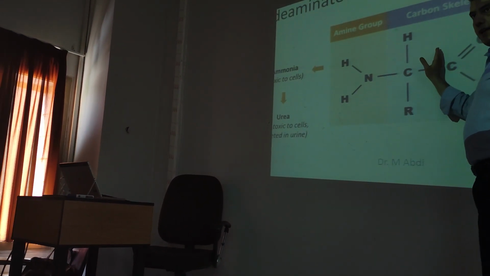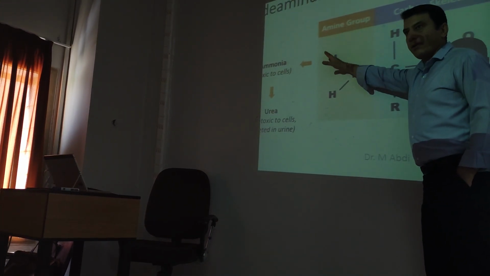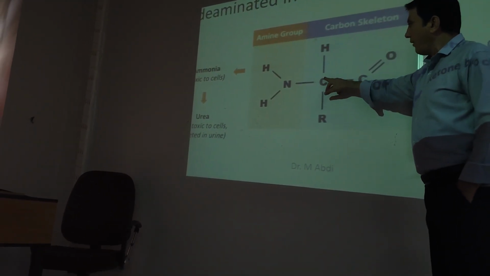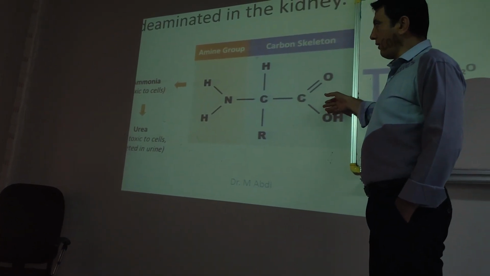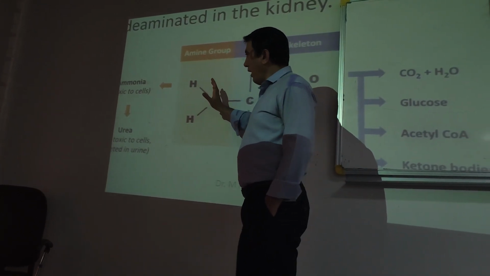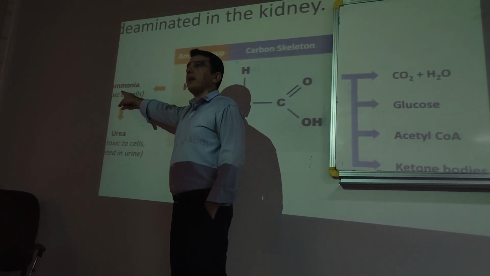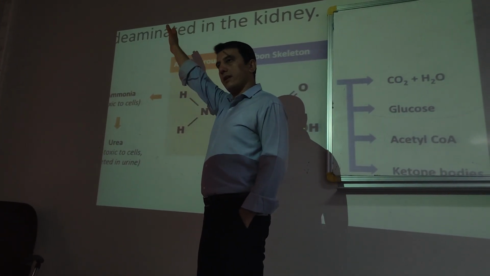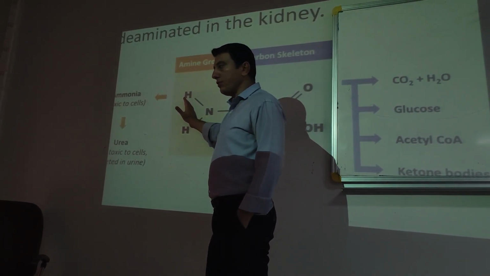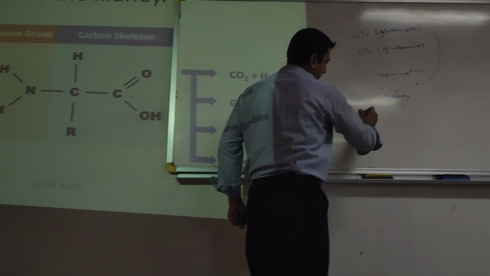All amino acids have two parts. One part is the amine group, the other is the non-amine group, I mean the carbon group. The amine group in our body turns to ammonia. When removed by this reaction, deamination, this amine group produces NH3, or ammonia.